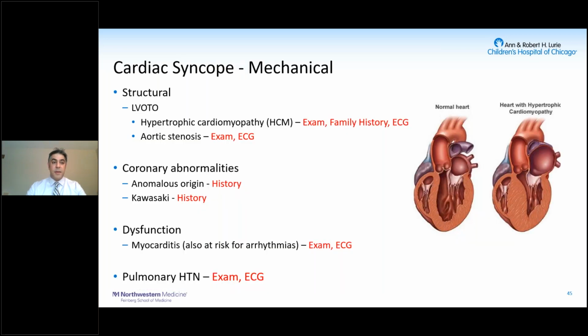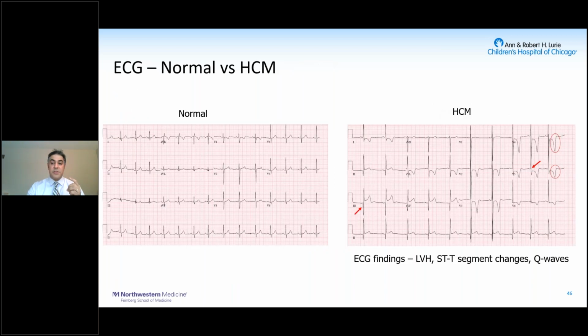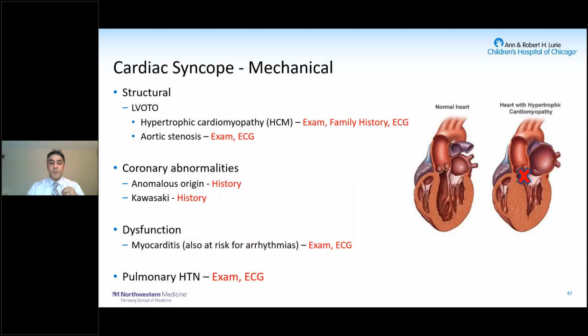Now, cardiac syncope, again, is going to be an obstruction. For hypertrophic cardiomyopathy and aortic stenosis, these kids will have exertional syncope or chest pain. Their exams will have a very prominent systolic murmur. With hypertrophic cardiomyopathy, again, when you have them do that squatting to standing, it will make that murmur more prominent or louder. And many times they'll have an abnormal ECG. This is an ECG in a patient with hypertrophic cardiomyopathy. You can see the significant voltages, ST segment changes, Q waves.